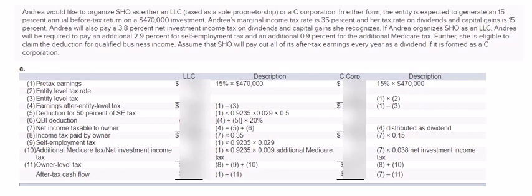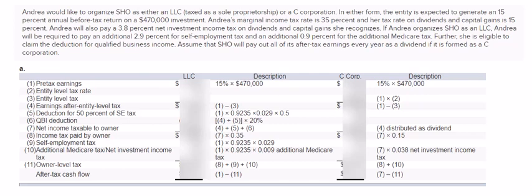Okay, so to calculate the after-tax cash flow, you take the pre-tax earnings, which is line 1, and subtract the owner level tax, line 11. Okay, that's how we would do the LLC.